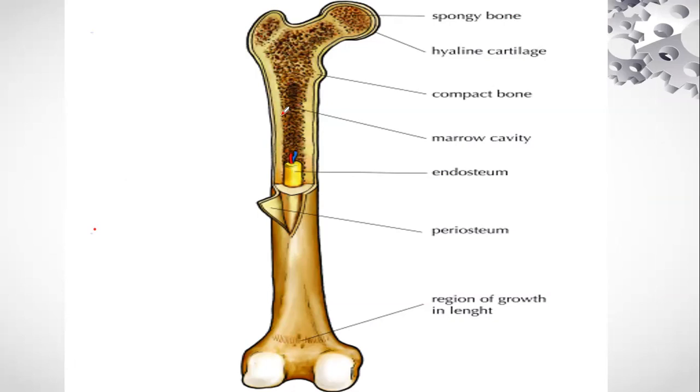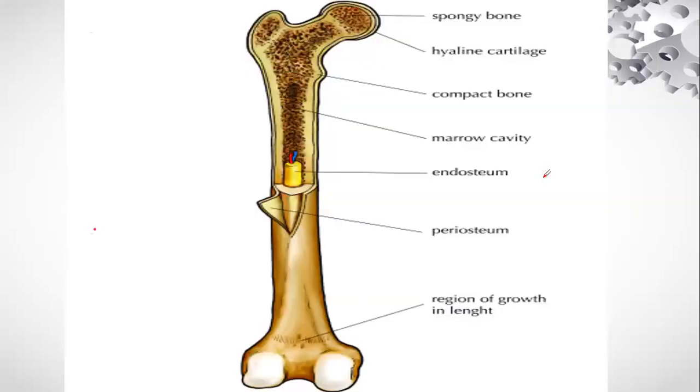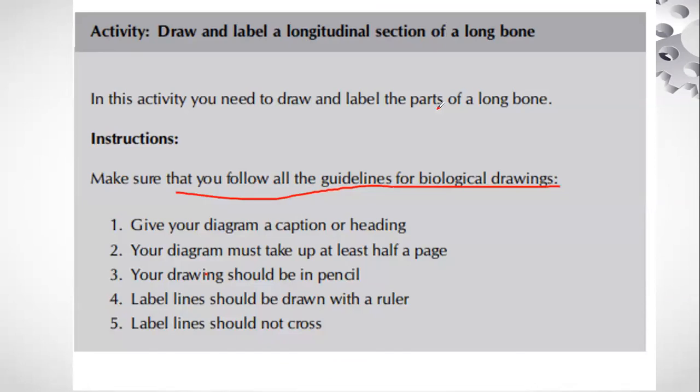As you've seen this diagram here, you should try and practice it. Remember, you should try and practice all the diagrams that are in our syllabus and that are in our books. So make sure that you follow all the guidelines for biological drawings. We talked about it. Try to draw the diagram correctly because you will see something like this in the exam. You will see a diagram like this possibly, and you will be asked to label it. So you should practice it.